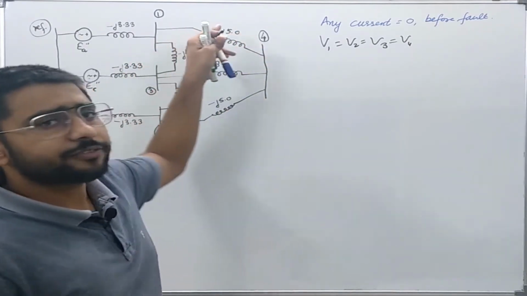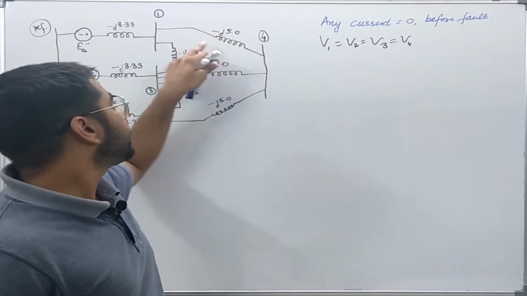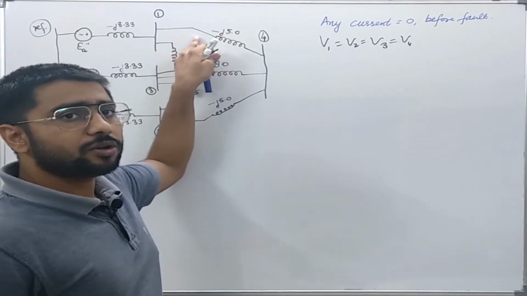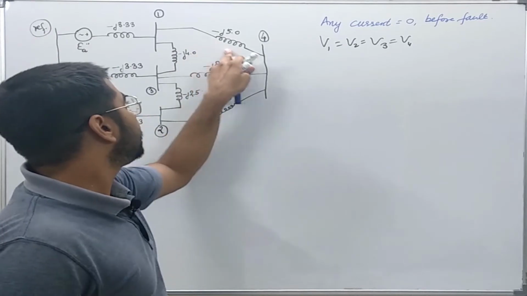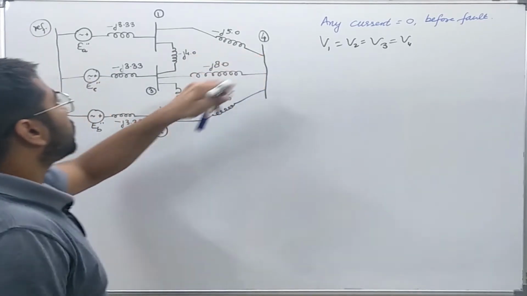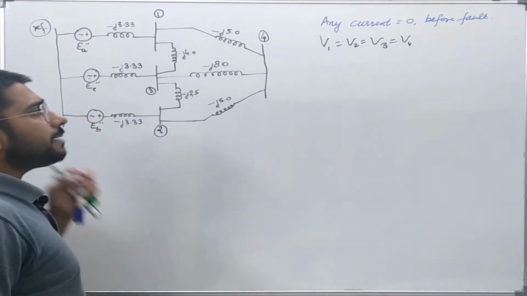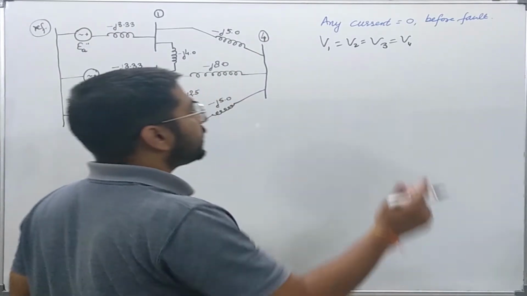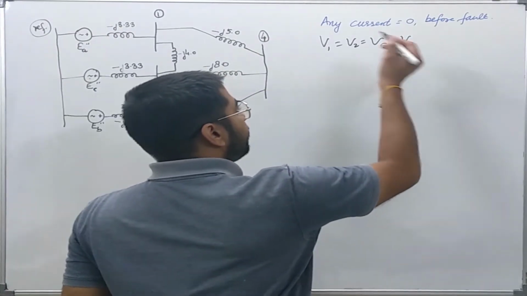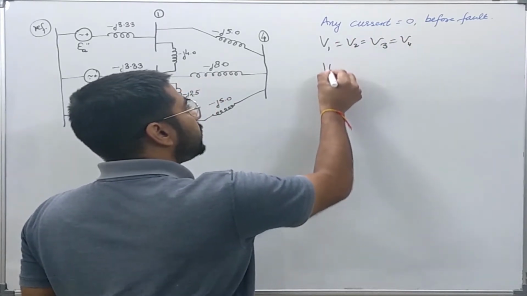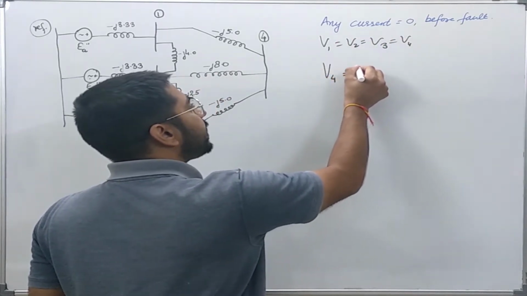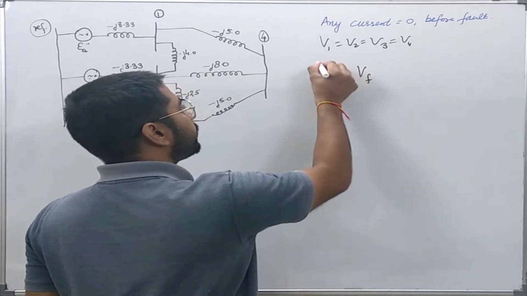It can be clearly seen from Ohm's law also. Since there is no current, there will be no voltage drop in the given admittance, so the voltage at these 2 buses will be equal. Now what I am assuming is that the voltage at bus 4 is V4, and I am writing it as Vf.